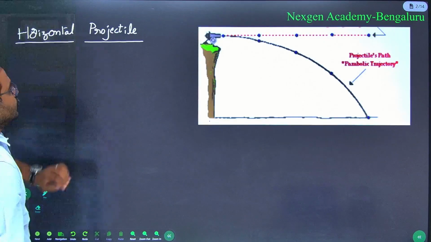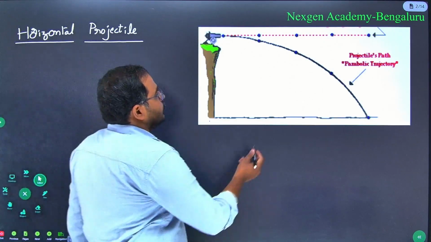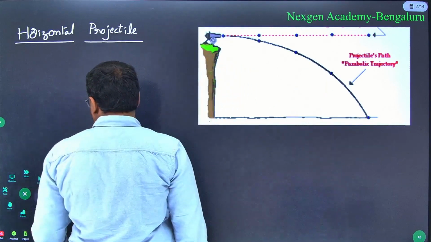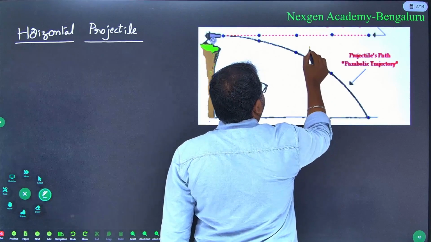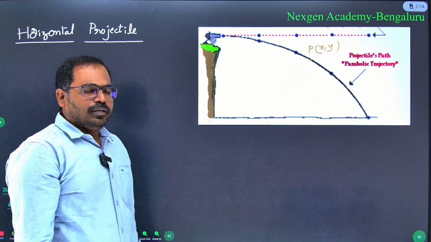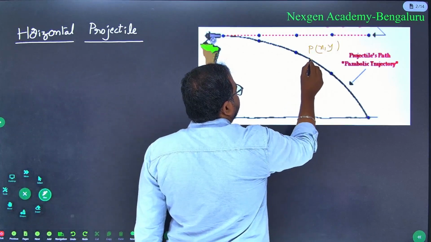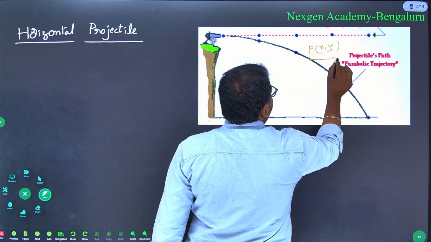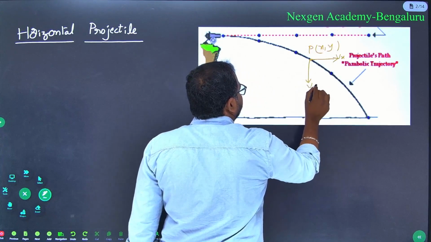Now look at this. Here, at any point after the projection, if you take a point, the coordinates of that point are x comma y. Imagine the horizontal velocity is equal to Vx and the vertical velocity is equal to Vy in this way.